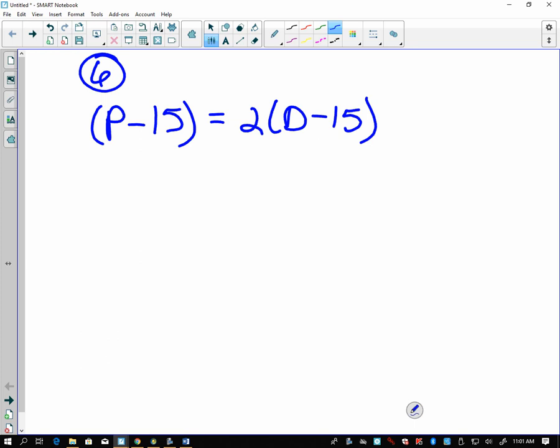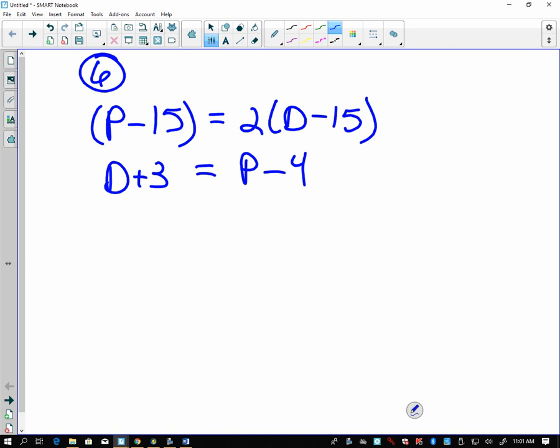Okay? All right. 3 years from now, Daryl will be as old as Phil was 4 years ago. So 3 years from now, Daryl plus 3 will be equal to Phil 4 years ago, Phil minus 4. How old is Phil now? So we want to solve for P. Does that make sense?